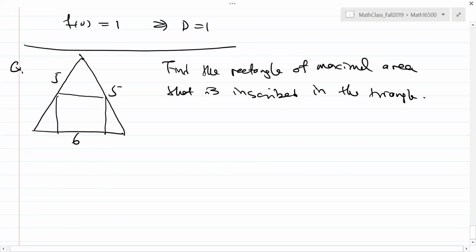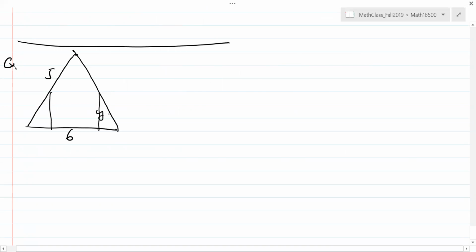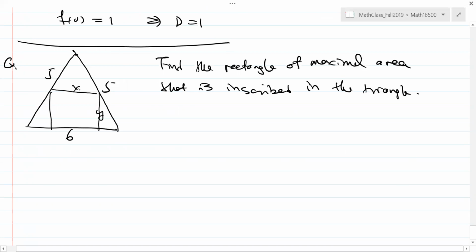Find the dimension, in other words, right? Then you can draw it. Dimension means give me the x and what is y. Find x, y, and then you draw the triangle. Here you prove that this has the largest possible area.